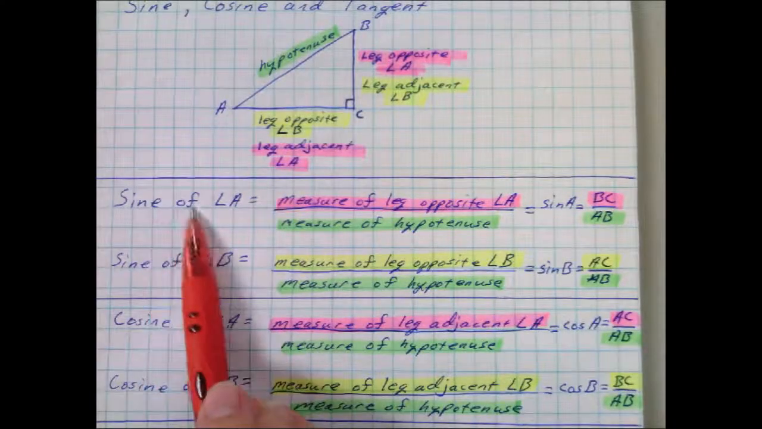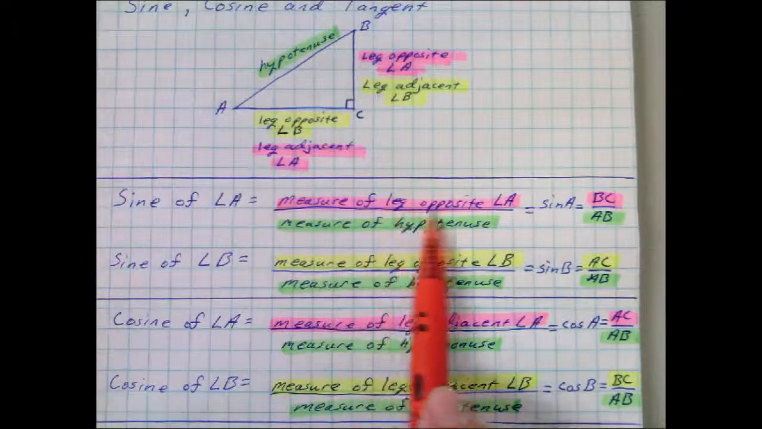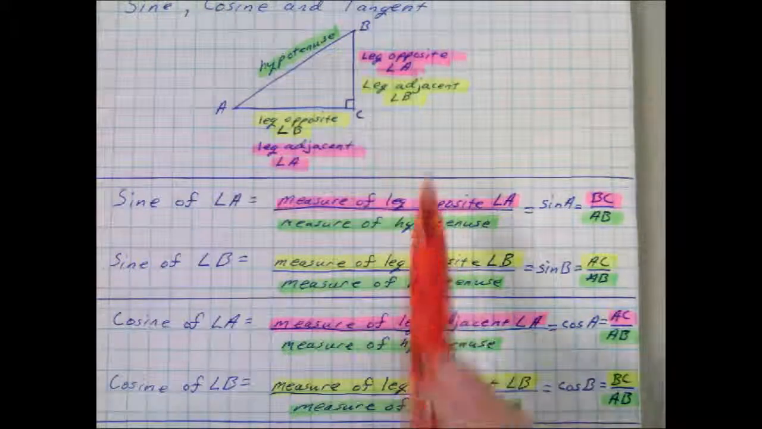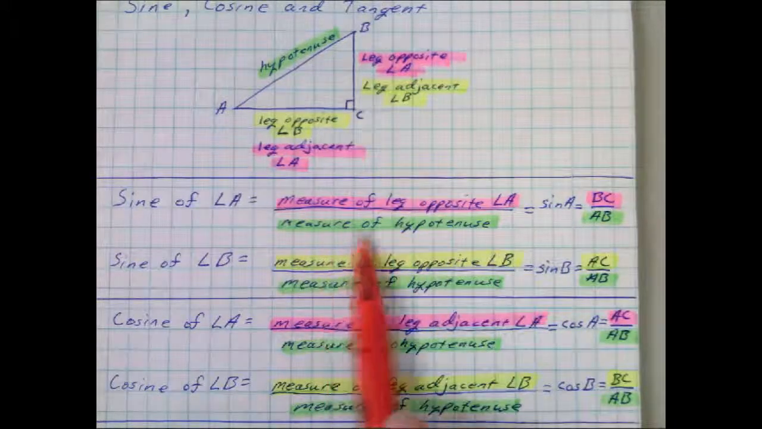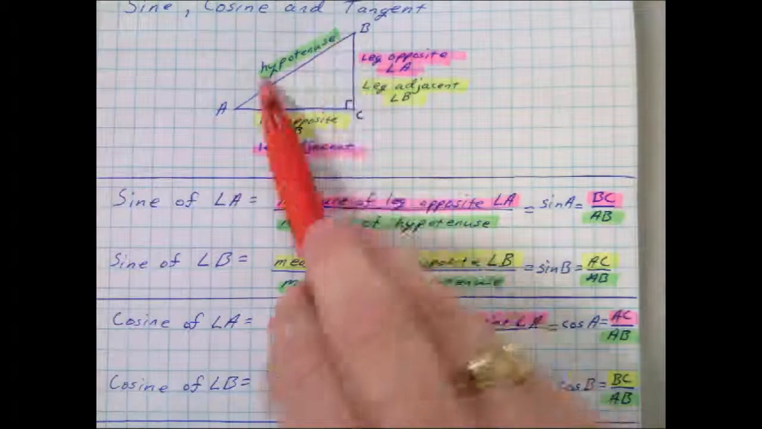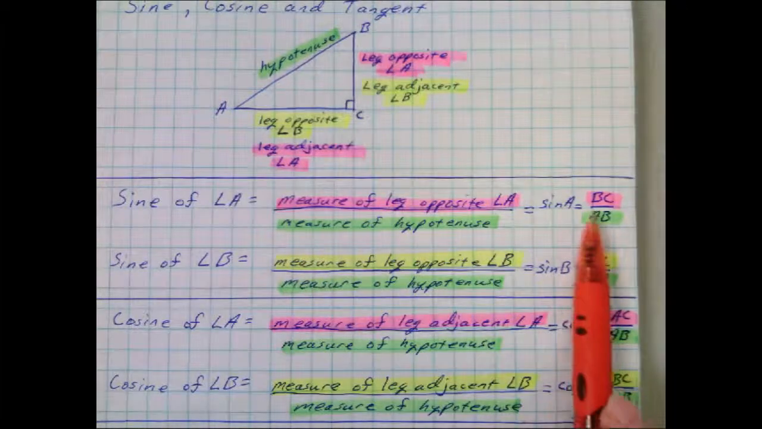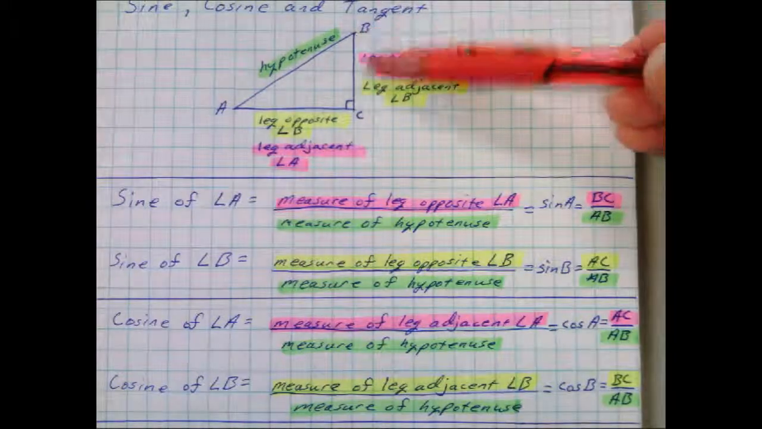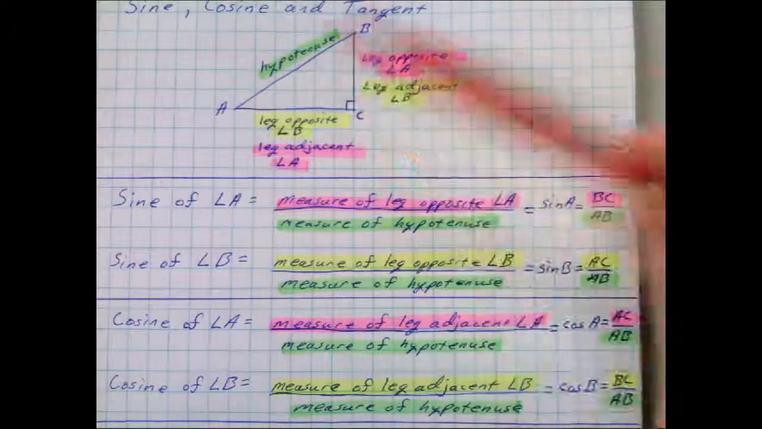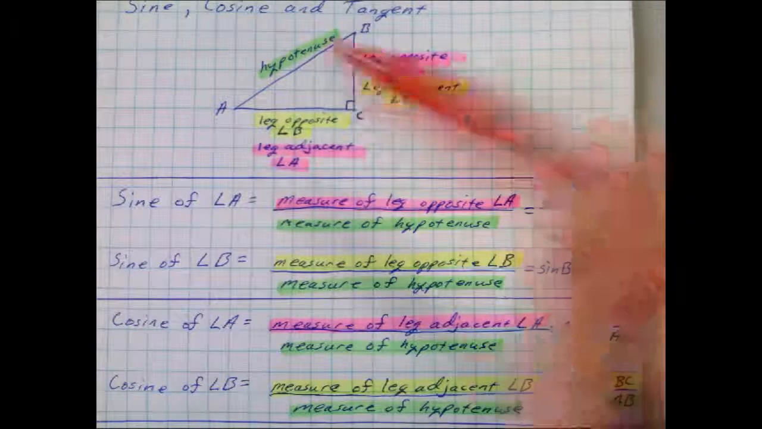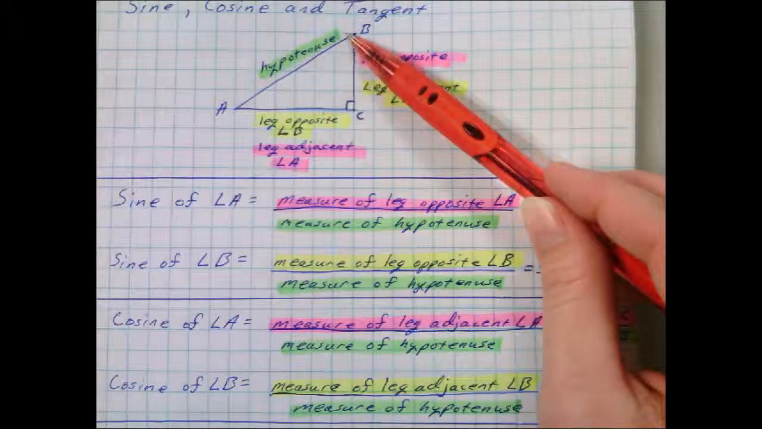Sine of angle A means we're going to take the measure of the leg opposite angle A, this pink, and the measure of the hypotenuse, which is the green. So that would be segment BC divided by segment AB. So our ratio is opposite over hypotenuse.